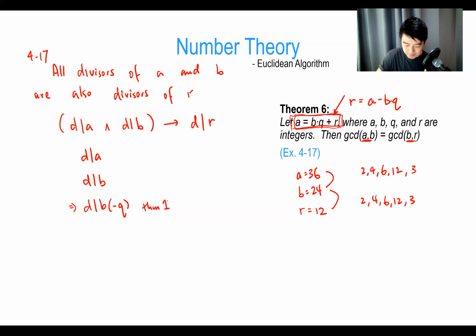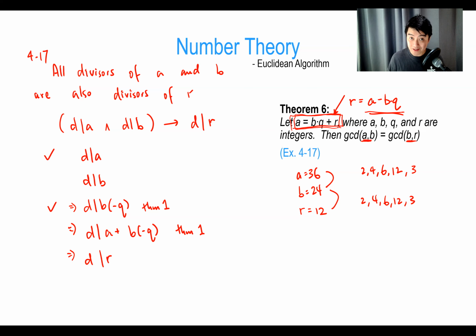All right, similarly, from this fact and this fact, we can also say that D divides A plus B times negative Q. And why is that? Because we proved this earlier in theorem one. So again, take a look back at theorem one. There was a theorem that says if A divides B and A divides C, then A divides B plus C, right? So surely this is also true. And what is this right-hand side here? It's nothing more than R. So take a look. We have that A plus B times negative Q is nothing more than R.